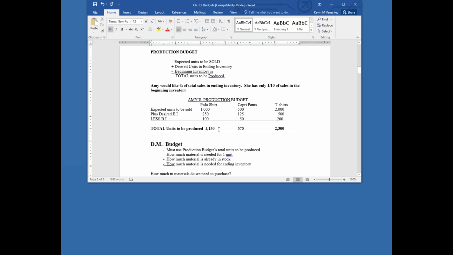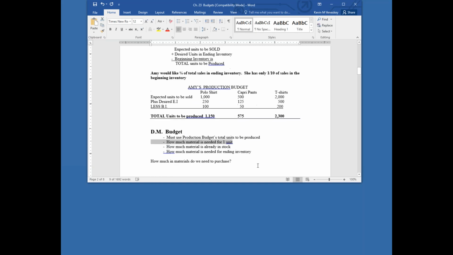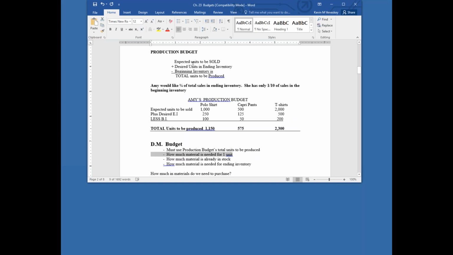Now, if we're going to produce 1,150 items, I need then to know how much supplies am I going to need? How much of materials do I need to go out and buy? Well, before I know that, there's a couple things that I need to know. And these aren't necessarily estimates. These are pretty much known figures. How much material does it take to make one polo shirt? How much of that material do I already have? And how much do I want in my ending inventory? Just the same thing as my little formula up here.